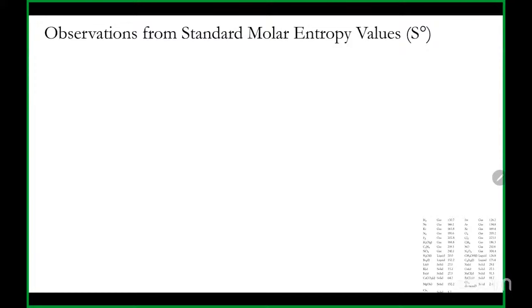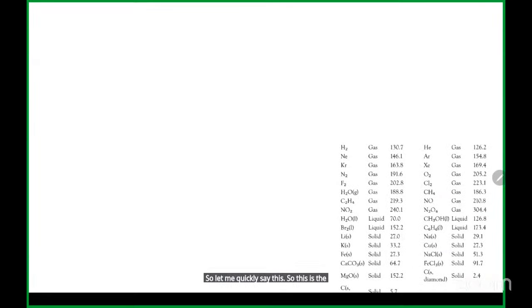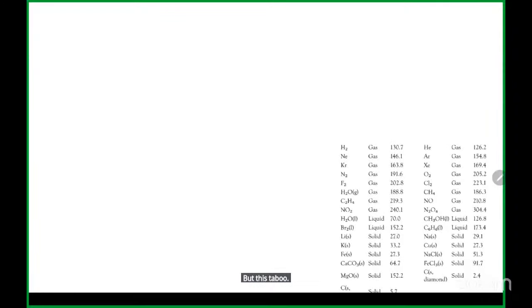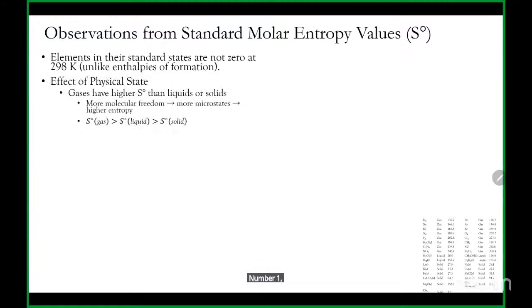So let me quickly say this. This is the table that you were looking to memorize before. But there's something that we observe from the table. Number one, elements in their standard states: for elements in their standard states, S is not equal to 0. More like it, S is not equal to 0.